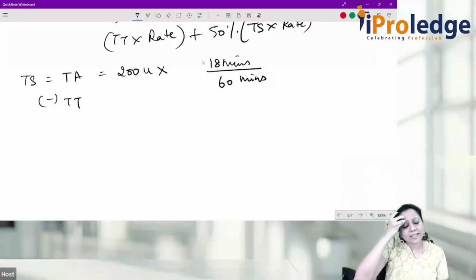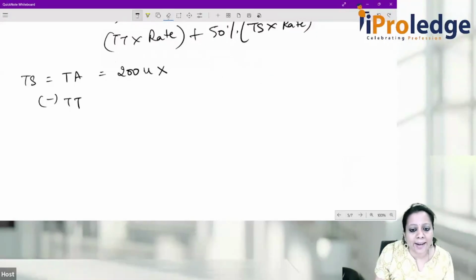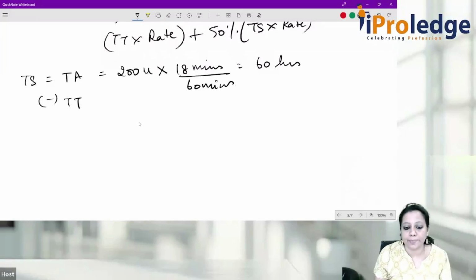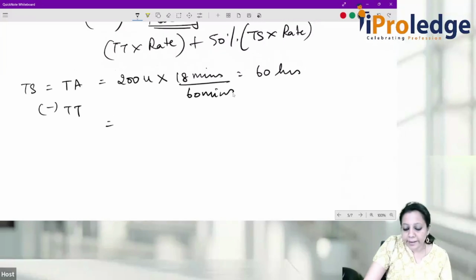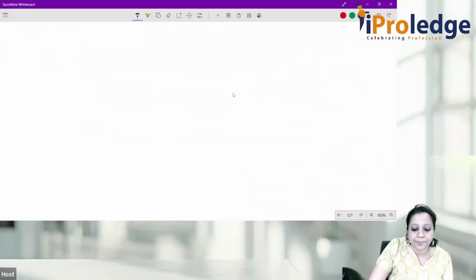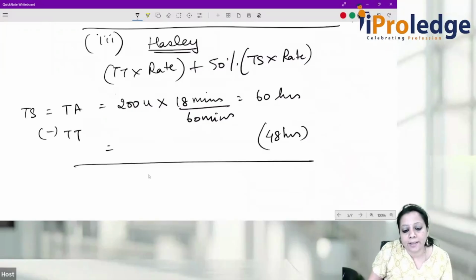18 divided by 60 is how much? 0.3 hours. So I'll write directly, not to get confused: 18 minutes divided by 60 minutes. 0.3 means how much are we getting? 60 hours. Time taken, they have given a 48-hour week. Yes, 48-hour week. So that means time saved is going to be 12 hours.